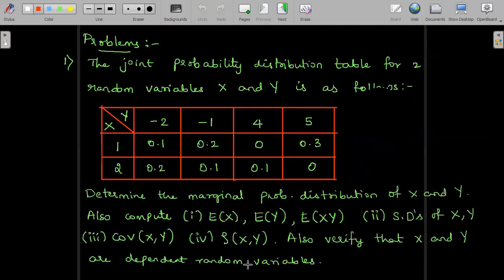So this was the problem in joint probability distribution, wherein we computed expectations, standard deviations, covariance, correlation, and verified for dependent random variables. To do all these, what we want is the joint probability distribution table as well as the marginal probability distribution table.